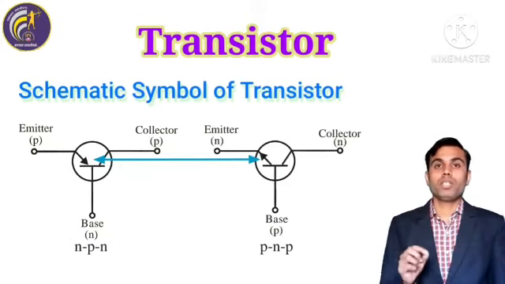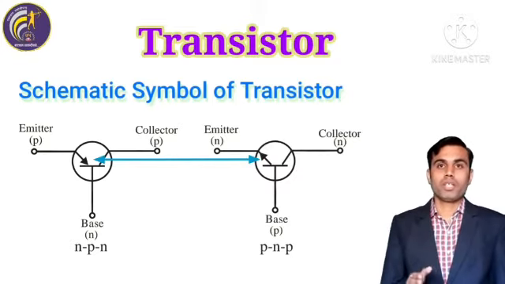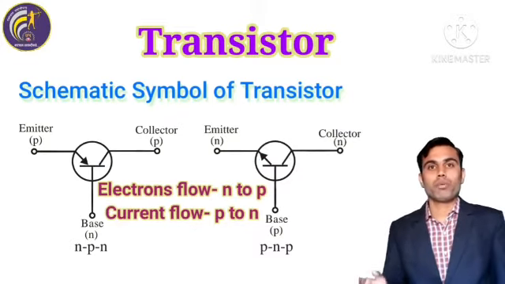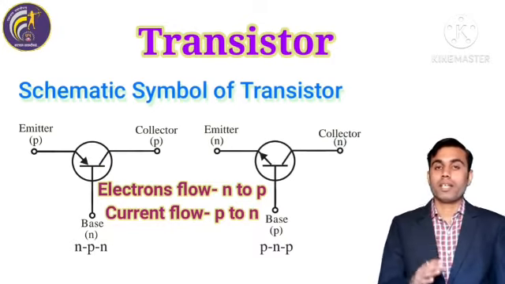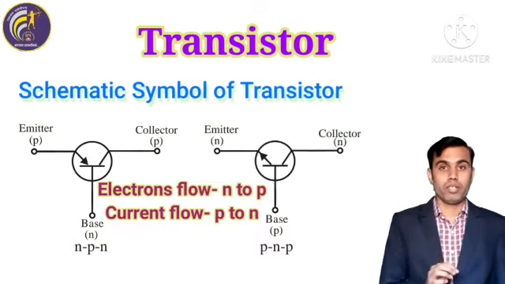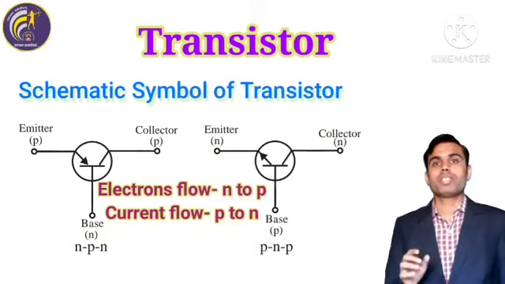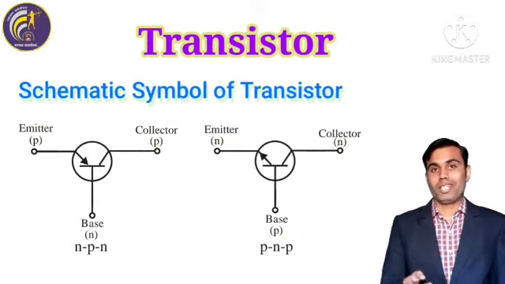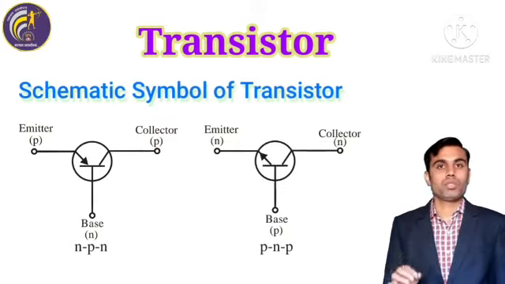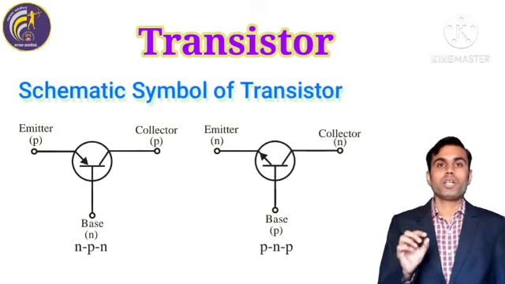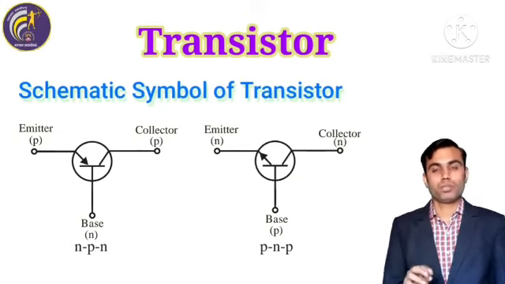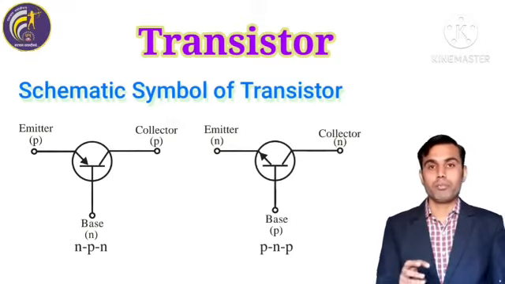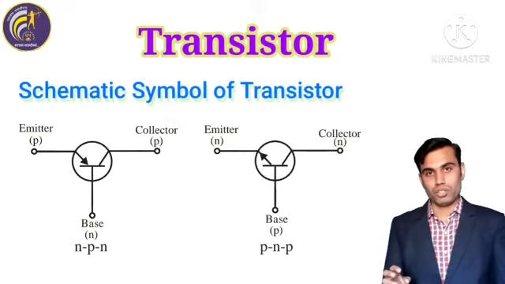This arrow denotes the direction of conventional current. As we know, electrons always flow from N-type to P-type, and therefore current must travel from P-type to N-type. So this is the direction of current, not electrons. That's why the arrow shows the direction of the conventional flow of current. This is the difference between the symbols of NPN and PNP transistors.